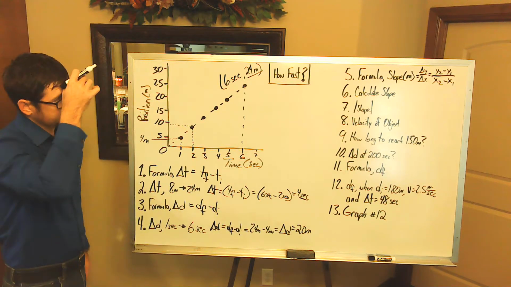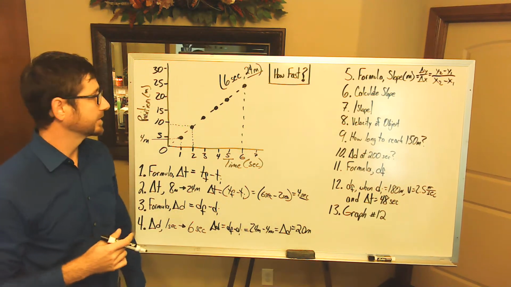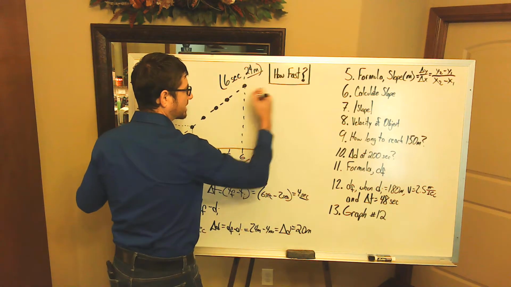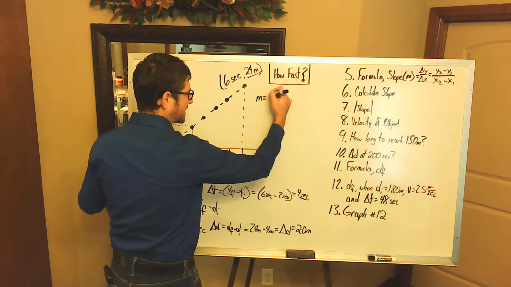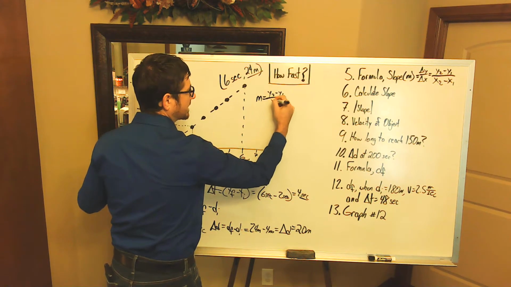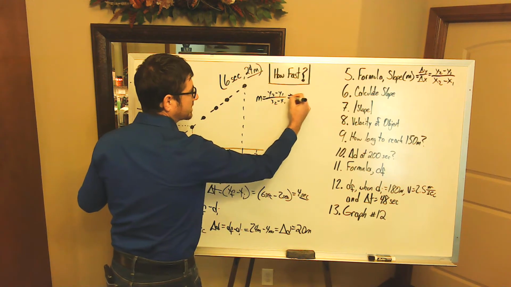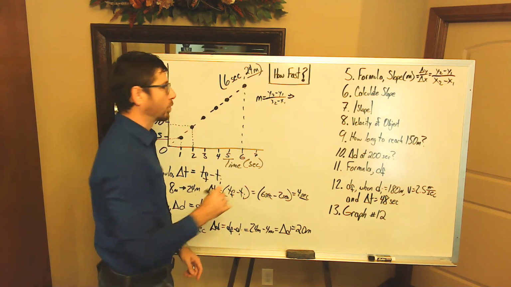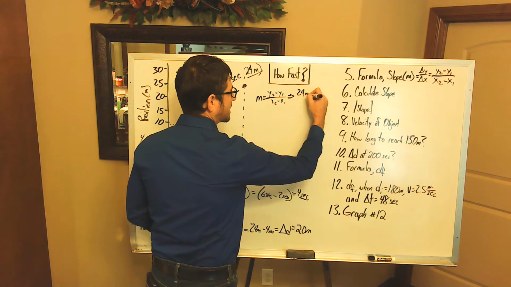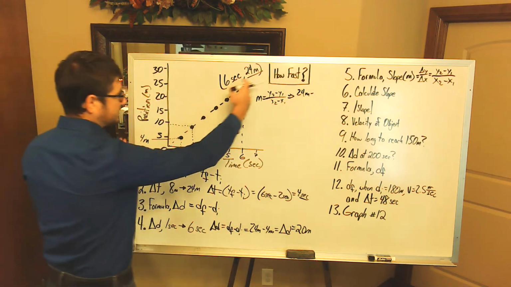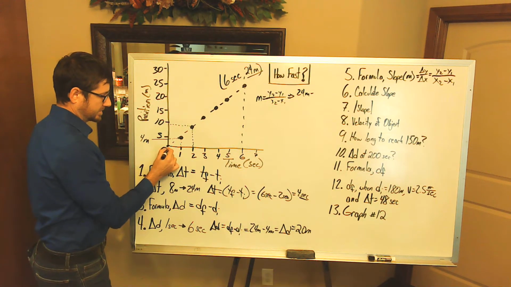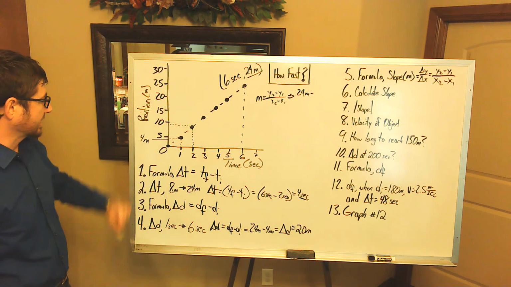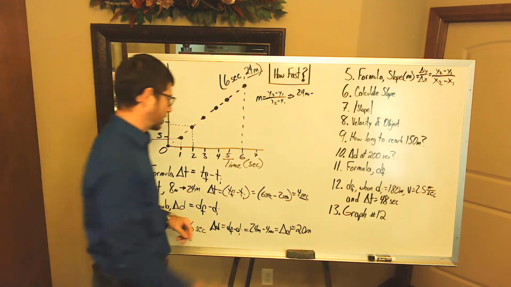Okay? Now it wants us to calculate the slope in number 6. So slope identified by lowercase m, y2 minus y1 divided by x2 minus x1. So y2 is going to be 24 meters minus, and we want to use the most extreme points here. So y1, or our y-intercept here, is going to be 0 meters.